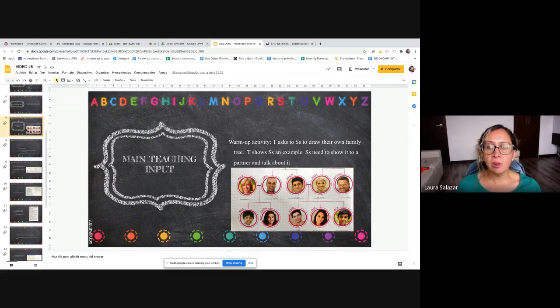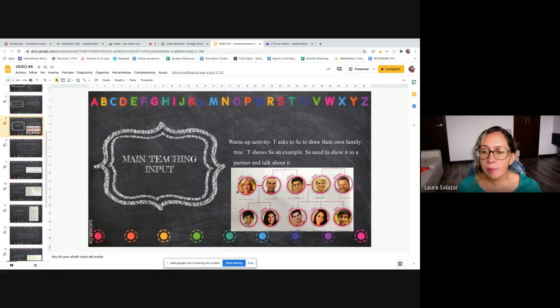In the main teaching input, for the warm-up activity, the teacher asks students to draw their own family tree. The teacher shows students an example of how to do it, and students need to show it to a partner and talk about it when they finish.